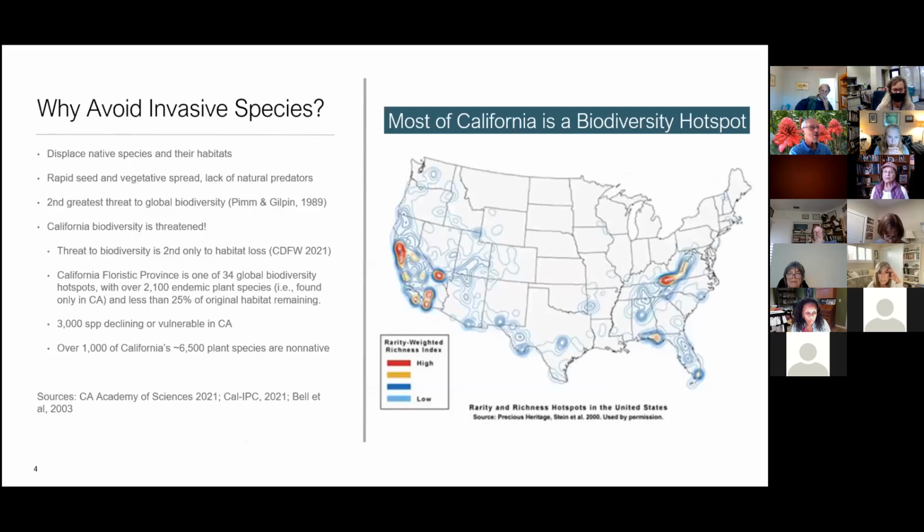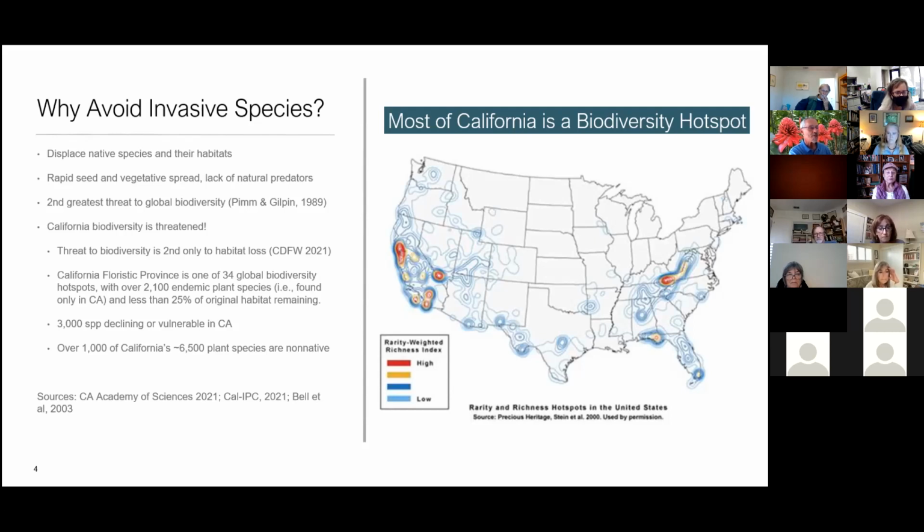So why avoid them? Because native species and habitats are severely affected by invasive species. When we have them in our gardens, usually that's intentional, and we don't have a problem with that. We love them. But if they escape to wildland areas where our native habitats and native species, plant and animal, exist, that is when they can be problematic. Or if they escape to agricultural areas.